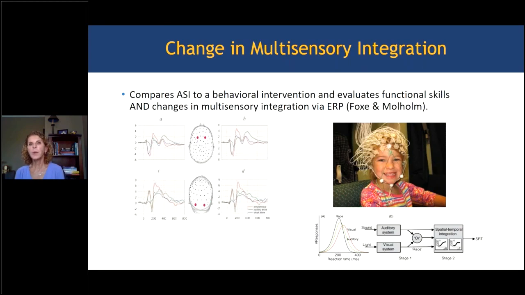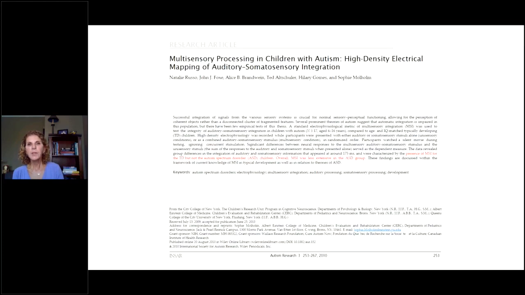So under the guidance of Dr. Sophie Molholm and Dr. John Foxe, we are measuring multisensory integration via EEG to see if children with autism are integrating sensations in real time, simultaneously, better after the intervention. And if so, this will further validate the theoretical rationale of Ayres Sensory Integration. We're finishing that study now, so we have about another year of data collection to go, and then we'll be able to look at our results, analyze them, and publish them. Here's a paper by some of the multisensory integration researchers, including Dr. Foxe and Molholm, that talks about multisensory integration in children with autism.